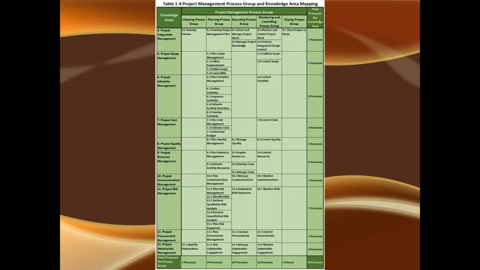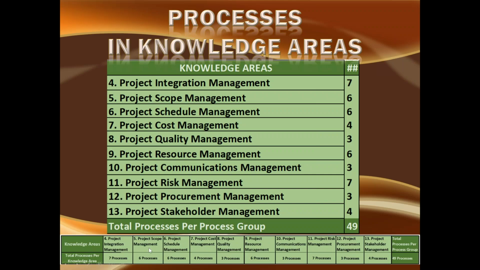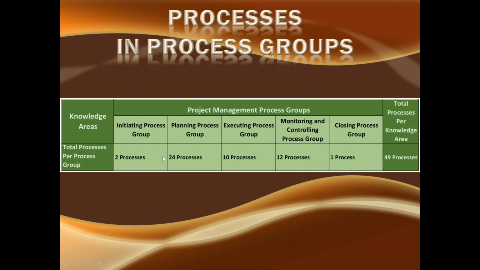If you look at it from the knowledge area point of view, in the bottom you can see, this is again the knowledge area, right? Where are the process groups then? Here is the process group. These are the process groups. 5 process groups: initiating, planning, executing, monitoring and control, and closing. Same 49 processes. There are 2 processes in initiation, 24 processes in planning, 10 processes in execution, 12 processes in monitoring and control, and 1 process in closing. Again, comes out to be 49.